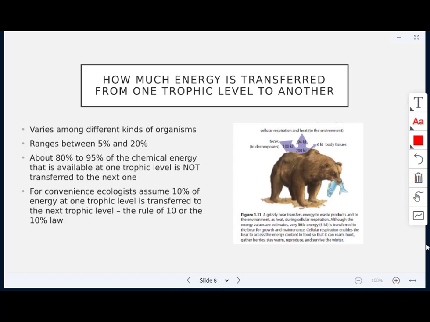It ranges between 5% and 20%, how much energy is actually transferred from one trophic level to another. So about 80 to 95% of the chemical energy that's available at one trophic level is not transferred to the next one. So for convenience, we just use a 10% rule. So 10% of energy at one trophic level is transferred to the next trophic level, and it's called the rule of 10 or the 10% law.